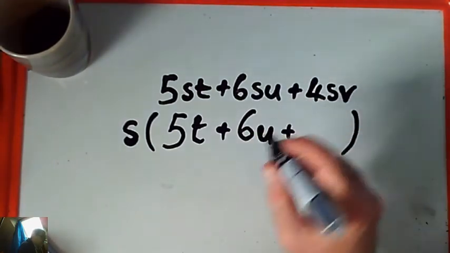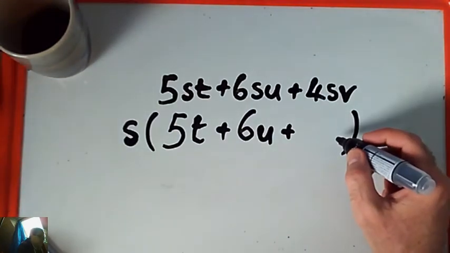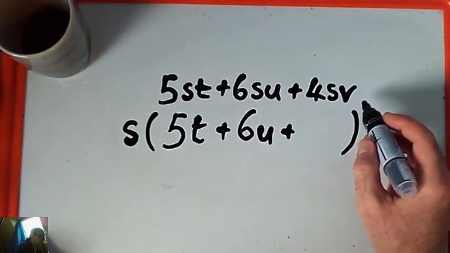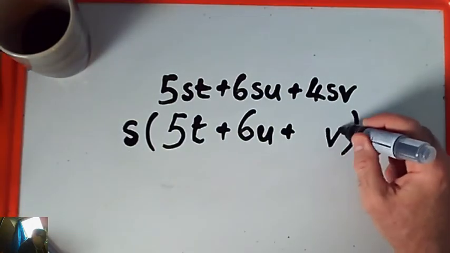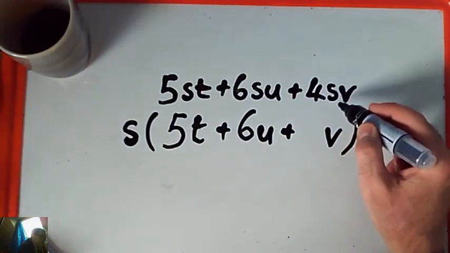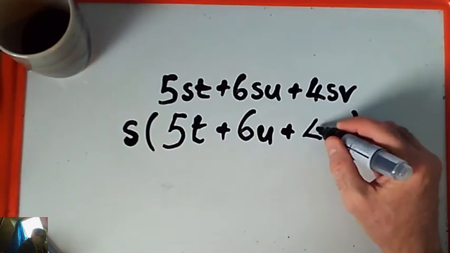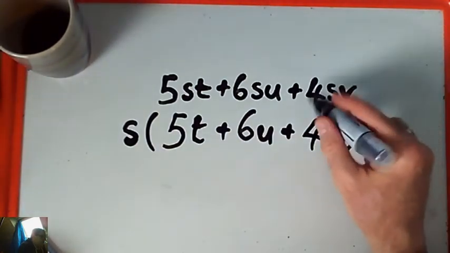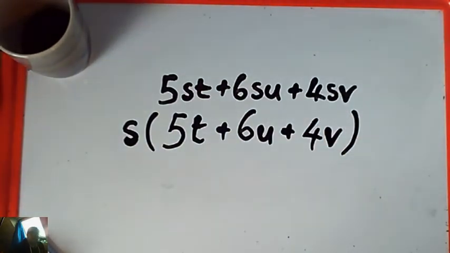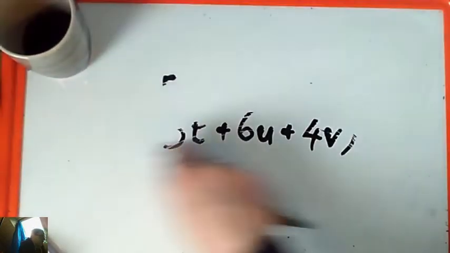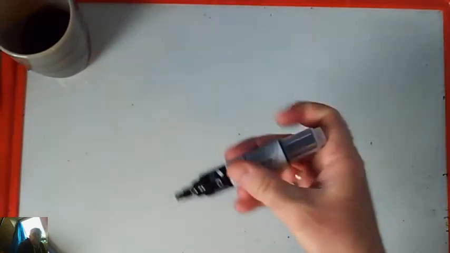Then the last bit, s times what inside the brackets will give me 4sv. Okay, so s times v will give me sv, but s times 4v will give me 4sv. So the factorization is s outside the brackets, and I'm just typing this in now, 5t plus 6u plus 4v inside the brackets, and on we go to the next one.